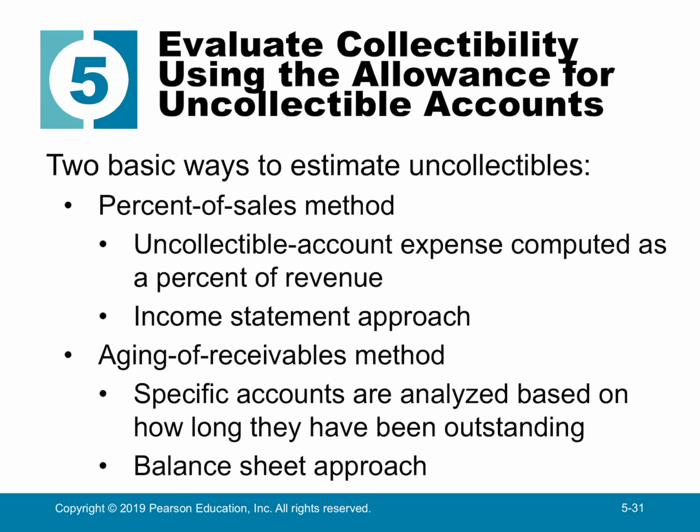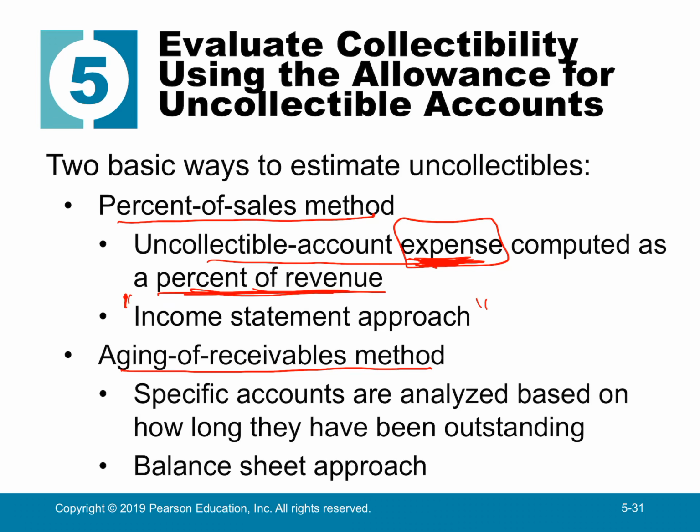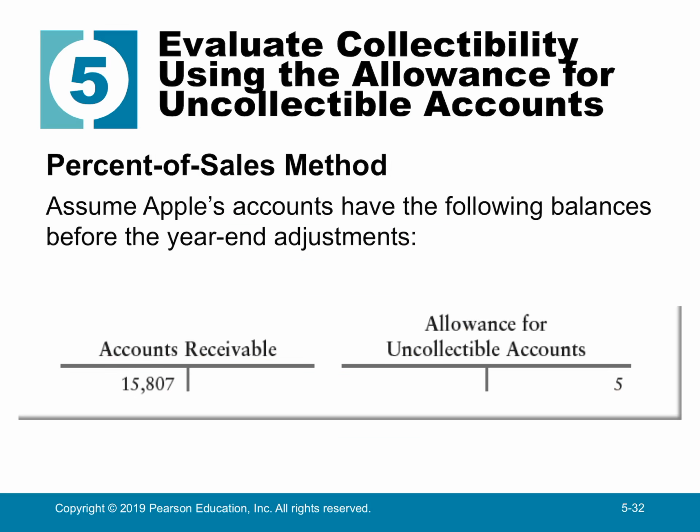So there's two ways that we can estimate our uncollectibles. One is the percent of sales method. This is also often known as the income statement approach. The reason is we calculate the expense based on a percent of revenue for a given period. The other one is called the aging of receivables method. This is called the balance sheet approach, because here we're actually going to analyze our accounts receivable based on how long they have been outstanding.